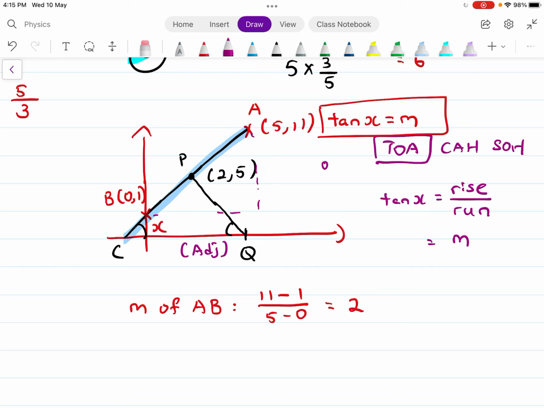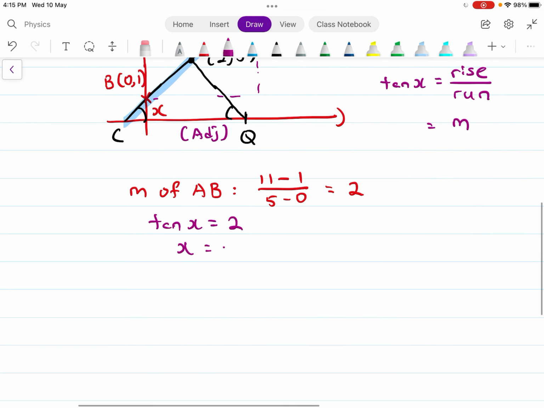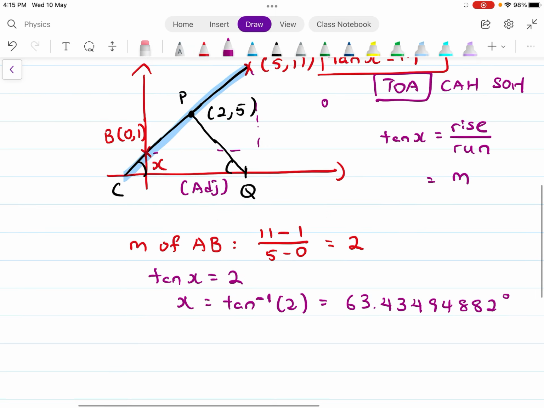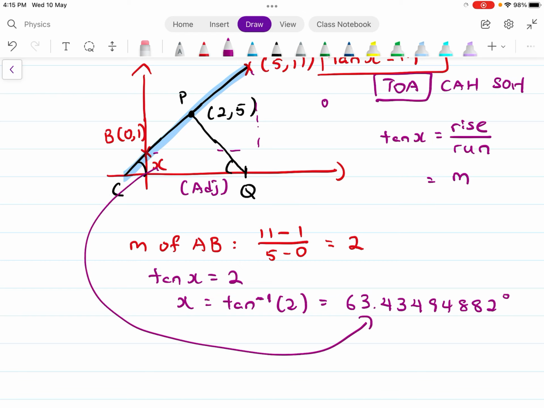Very simple. Tangent x is equal to positive 2, so of course you just inverse the tangent. Tangent inverse 2 is equal to, let me just calculate, about 63.43494882 degrees. So this part is 63.43 something, and of course this is because it is the same angle.